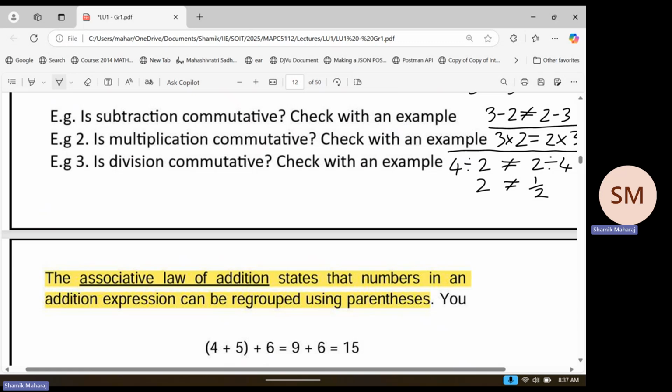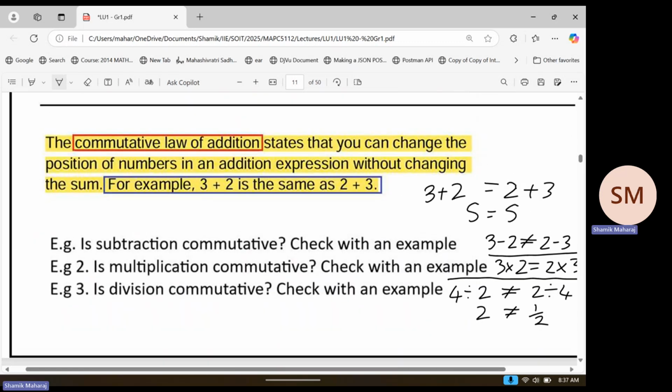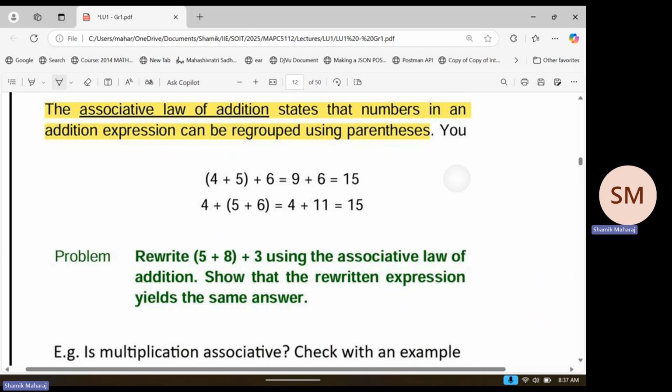Okay, so I'll leave these in the notes. Sometimes it's nice to have one example each so we can quickly recap in our minds what the thing means. That's all we really need to know there. Association, okay.